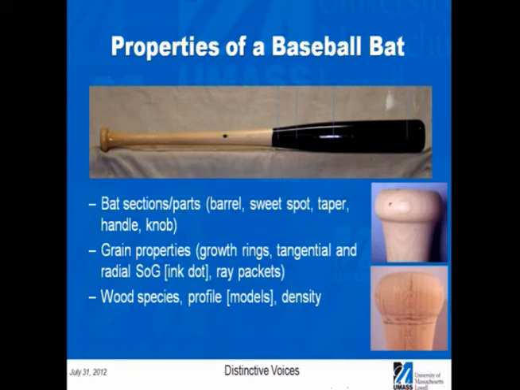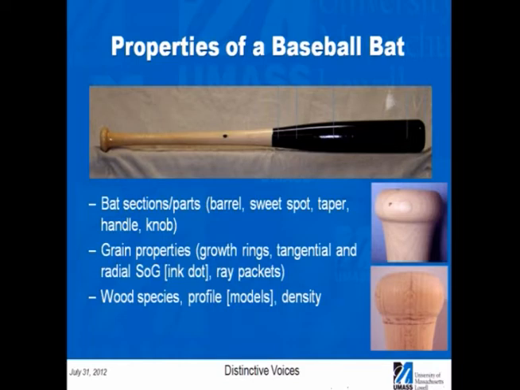If you look at a major league bat, any major league bat that's maple on television, if you look closely, you will see an ink dot. Every major league bat that's maple or any diffuse porous wood, which would include yellow birch and a few other species, is required to have that ink dot so that it can be graded. That ink dot is a consequence of the research study that we're presenting here.